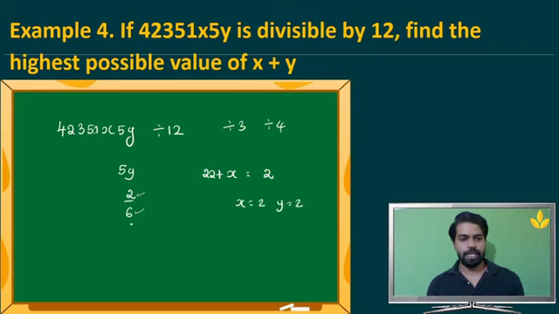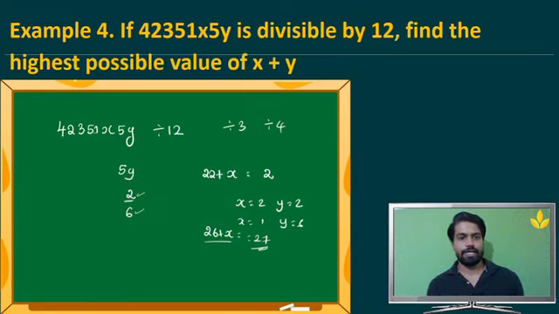Suppose I take y as 6, then what happens? 4 plus 2 is 6, 6 plus 3 is 9, 9 plus 5 is 14, 14 plus 1 is 15, 15 plus 5 is 20. I'll be having 26 plus x. So if I'm taking y as 6, x will be equal to 1, because this will become 27 when we take x as 1.